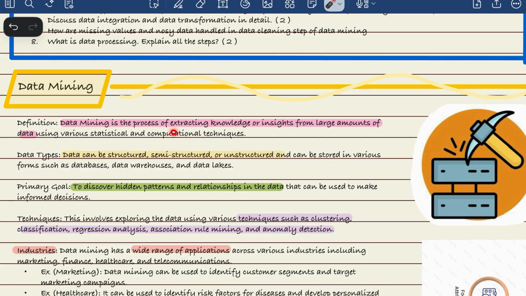So data mining is the process of extracting insight from large amounts of data by using various techniques such as statistical and computational techniques. So the data can be structured, semi-structured, or unstructured, right? And it can be stored in different forms, and it is still used to mine the data and take out that hidden gold from the digital trash. So the primary goal is to discover these hidden patterns and relationships in the data.